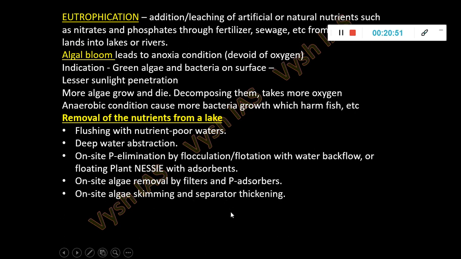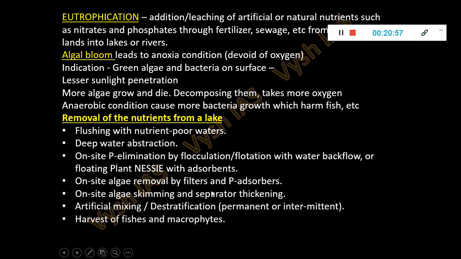On-site algae skimming and separator thickening, artificial mixing, destratification, which can be permanent or intermittent, harvest of fishes and macrophytes, sludge removal. So all this, if you see, it's all removal kind of things. You have to remove or filter the nutrients out. So if you see these terms, don't think like nobody taught you. These are there in standard textbooks and it will be all true.